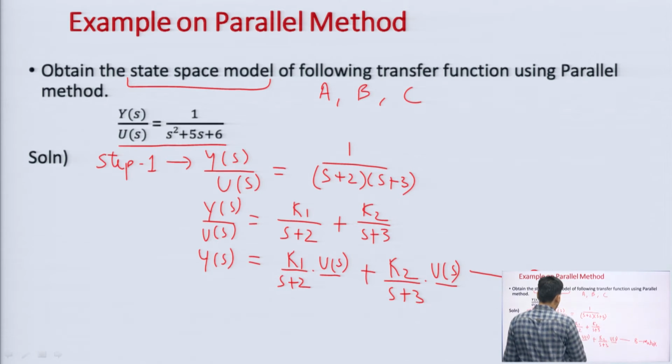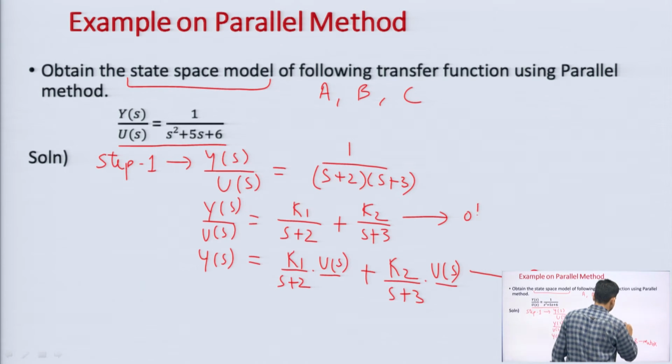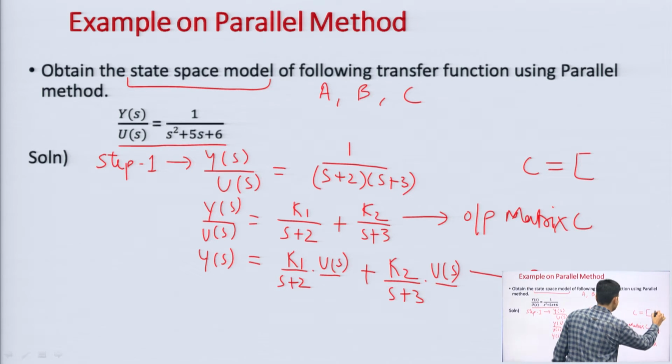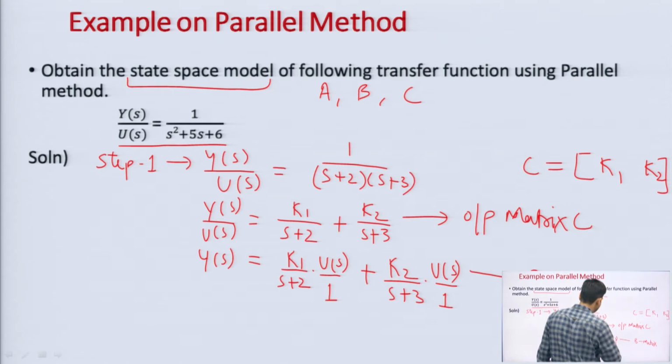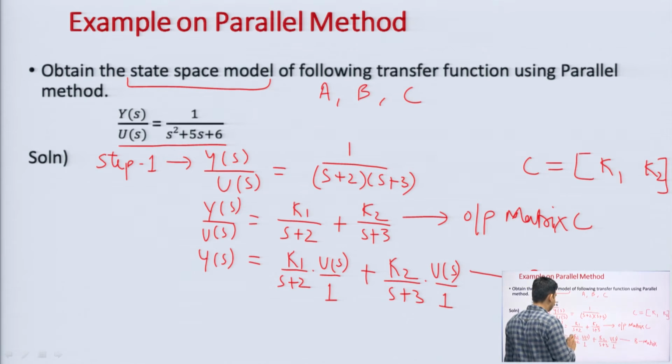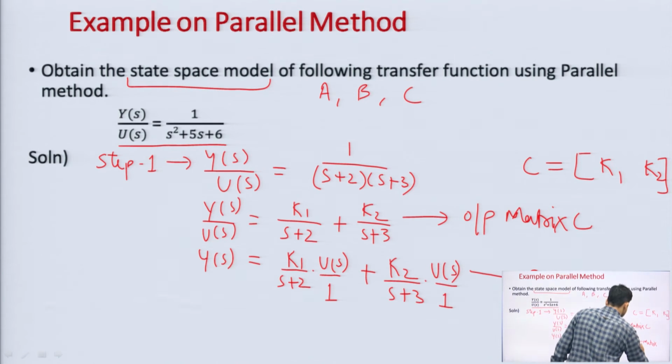If you would like to see what my output matrix C would be, it will come from this expression. What would be the value of this? The output matrix C would be given by k 1 and k 2. In the same way, for the input matrix, U(s) I assume the coefficient is 1, so my input matrix will contain two elements of coefficient 1. So, this would be my B matrix.